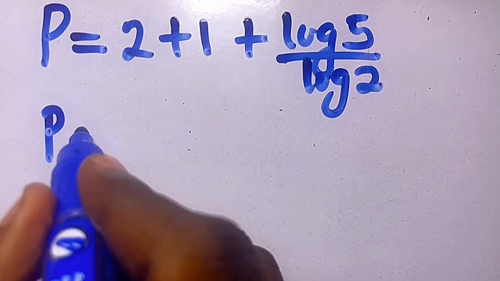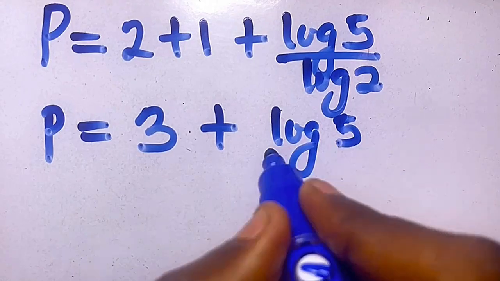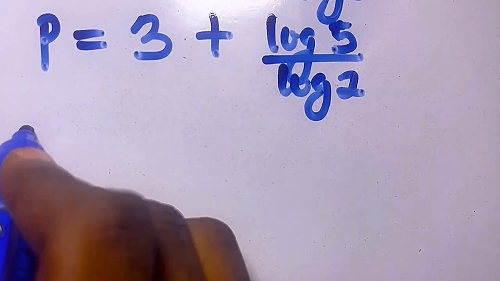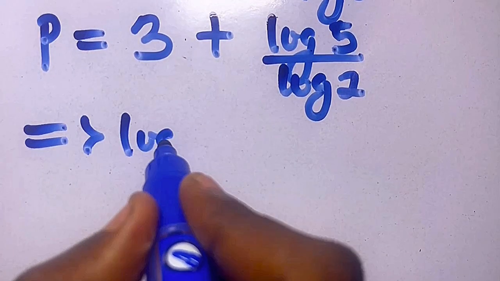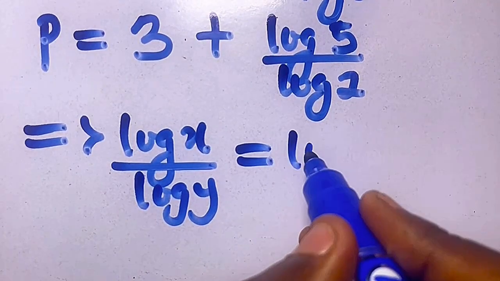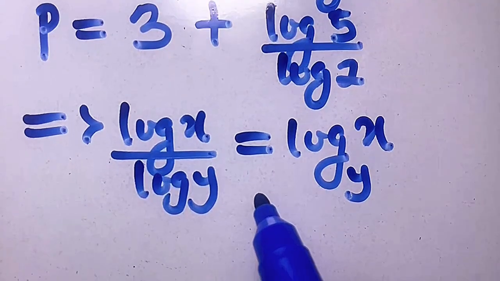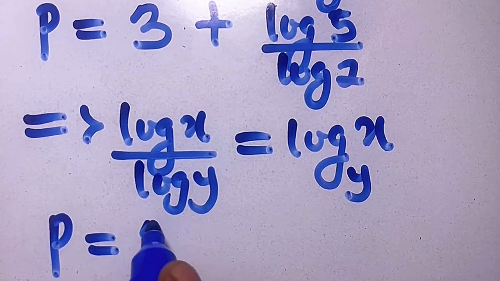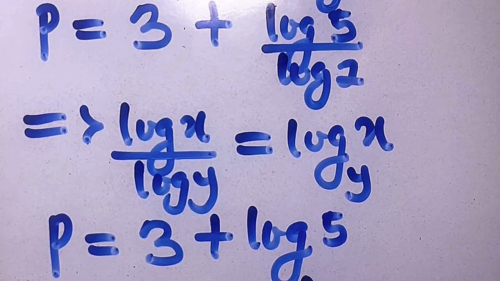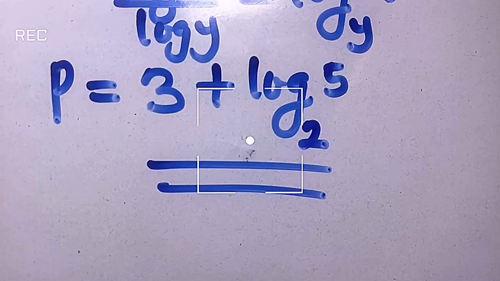So we will have p equals 3 plus log 5 divided by log 2. From the law of logarithm, we should recall that if you have log x divided by log y, this equals log x in base y. So applying this, we will have p equals 3 plus log 5 in base 2. Right, guys, this is our final answer.